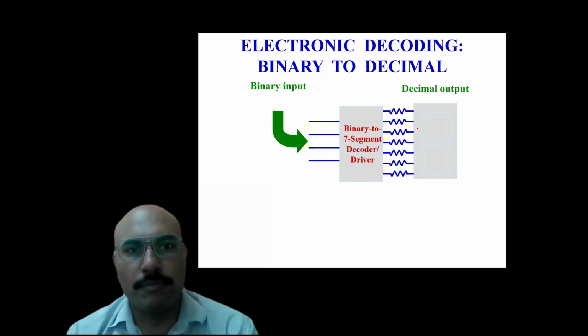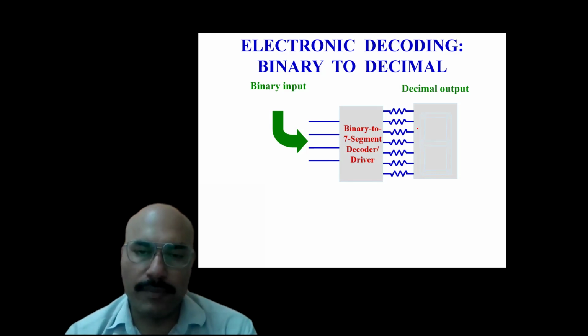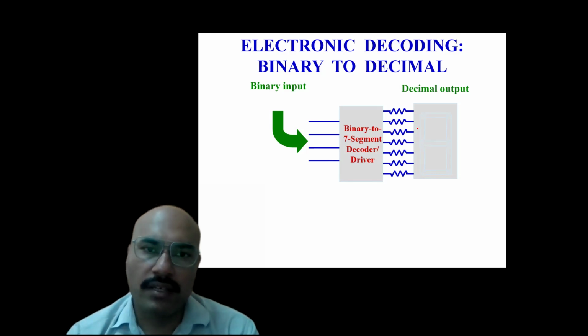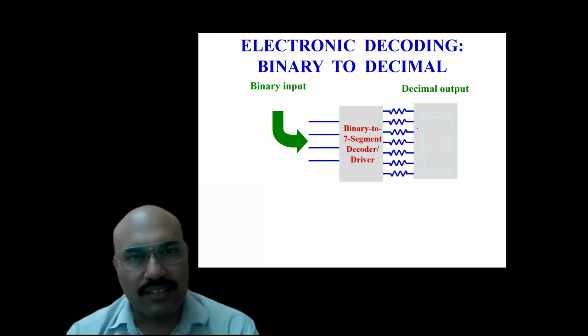But we need to display the number in decimal form. Why? Because it is not possible for people to understand the binary language. So if I want to display 10, I should use 10 only.